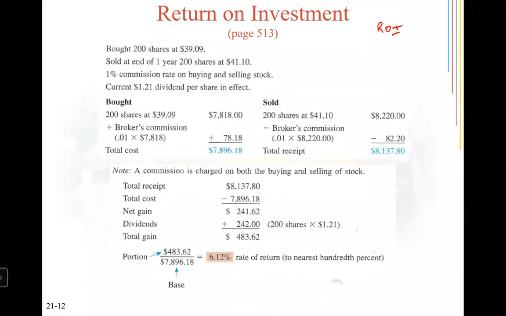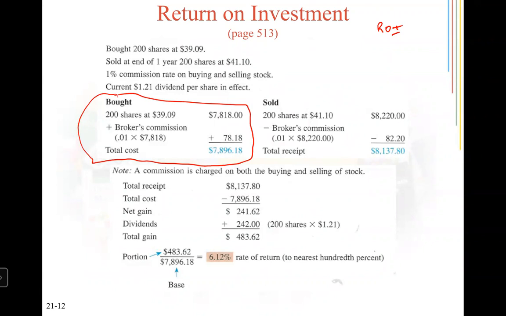So in this particular example, you are given a situation where this person bought 200 shares and they bought them for $39.09. Then at the end of 1 year, they sold them for $41.10. Now they have to pay a 1% commission on buying and also a 1% commission on selling. And then they also earn dividends of $1.21 for that period. So you'll see how we have it broken up into bought. So they bought 200 shares at $39.09.